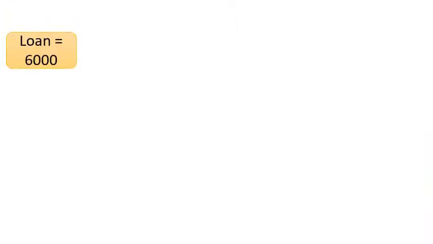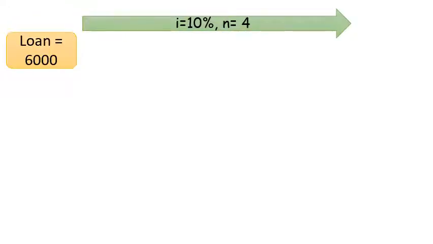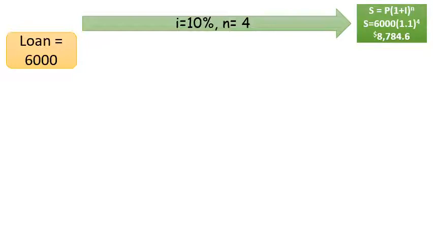Say you borrowed 6,000 Egyptian pounds today at a 10% interest rate over the next 4 years. And you decide, instead of repaying the principal in addition to the interest after 4 years, which will be 8,784, to make equal annual payments or installments. So you will pay an amount at the end of year one, at year two, at year three, and at year four.